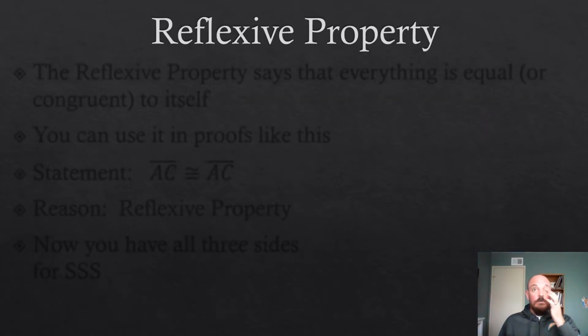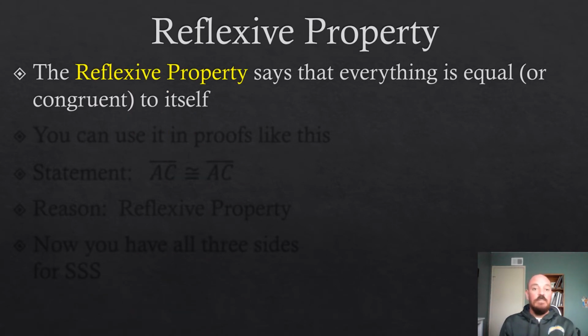Now I want to go over one other property with you that we're going to use as a reason in some of these proofs. It's called the reflexive property, and it's kind of a weird one because it's one of those where it's so obvious, it seems like you don't even need to say it. What it says is everything is equal to itself, or congruent for shapes. If it's numbers, it's equal. It's just saying like 5 equals 5, and 10 equals 10. It's like, of course it does, it's the same number.